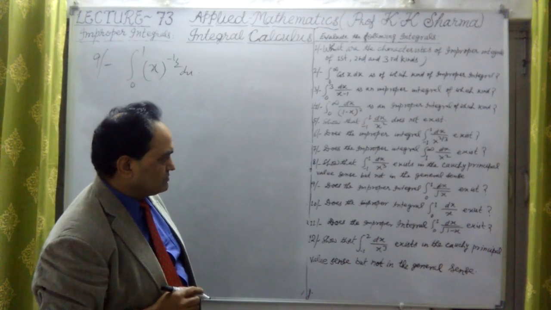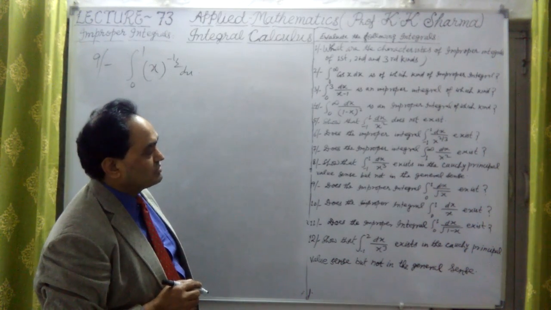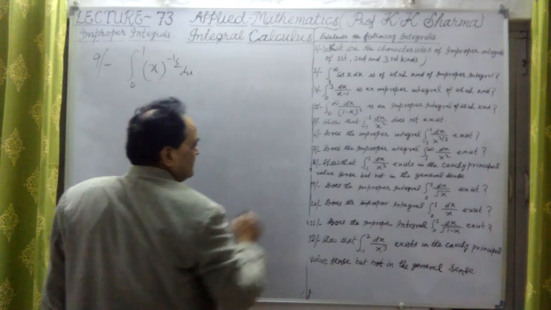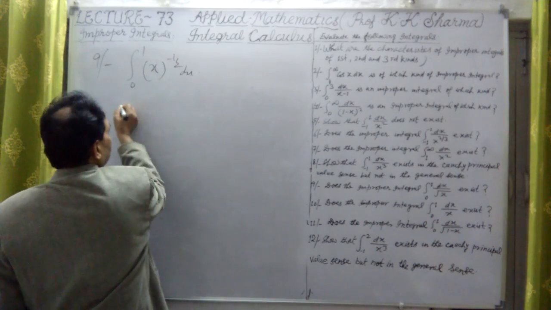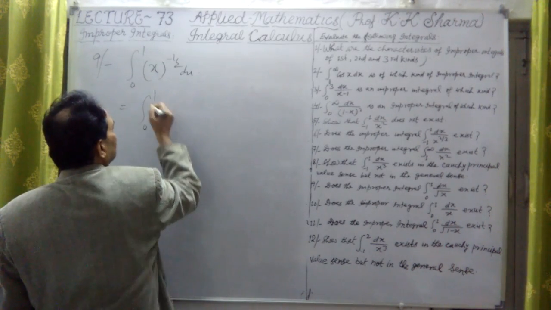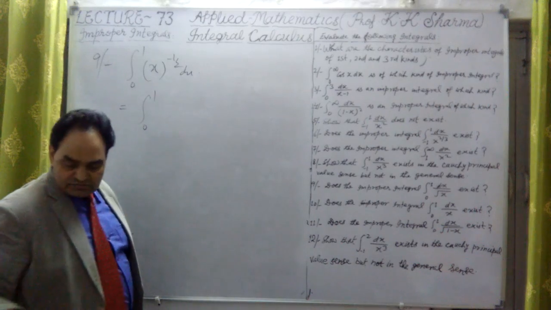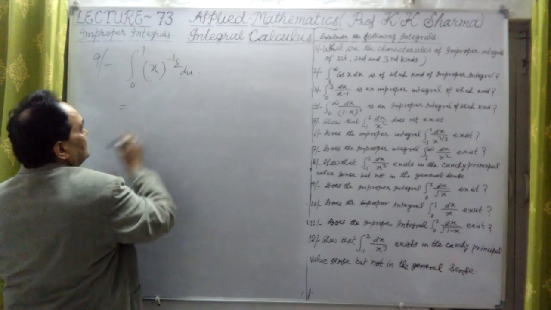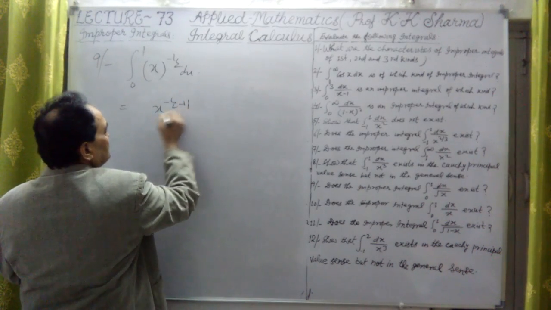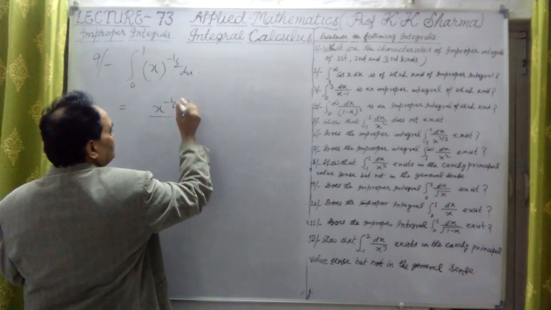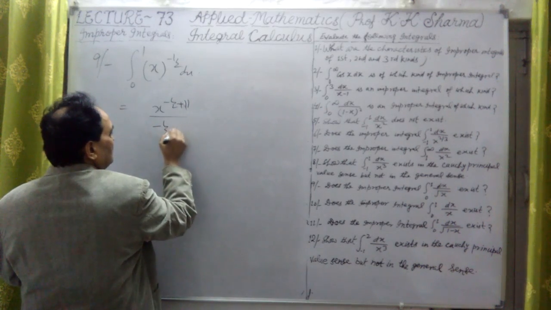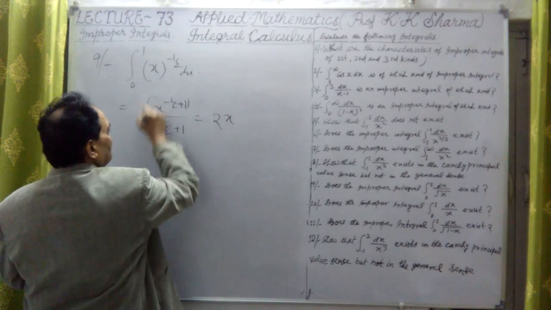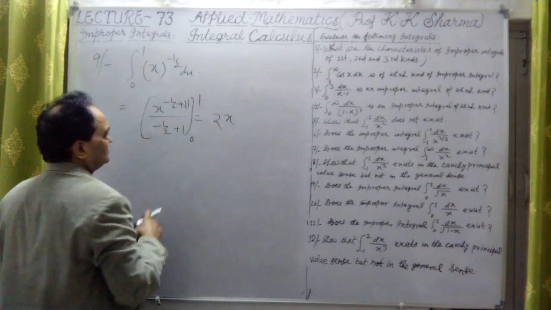Okay, so this is dx upon under root x, with limits 0 to 1. Does this improper integral exist? Let me integrate this, from 0 to 1. Let me do this directly. Integration of this will be x raised to the power minus 1/2 plus 1, upon minus 1/2 plus 1. That means it is twice x raised to power, with limits 0 to 1.